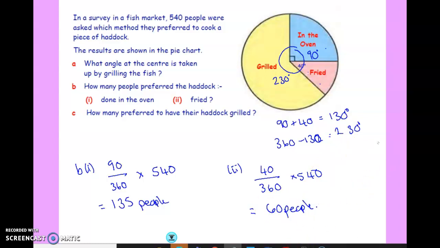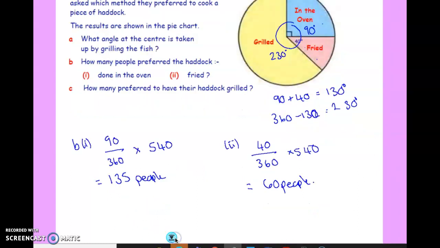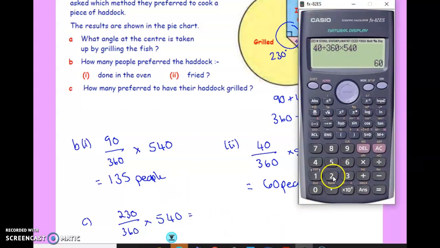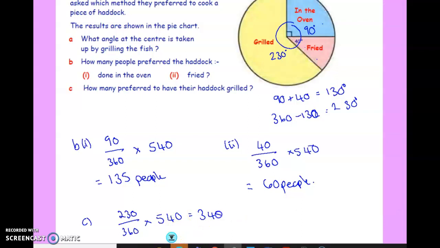And the last one, how many people preferred their haddock grilled? Grilled is the one we worked out already at 230 degrees. We have worked out the other two, so you could, if you prefer, just take 135 and 60 away from your 540. I'm just going to do it the same way as I've done the rest. 230 divided by 360 times 540 is 345 people.